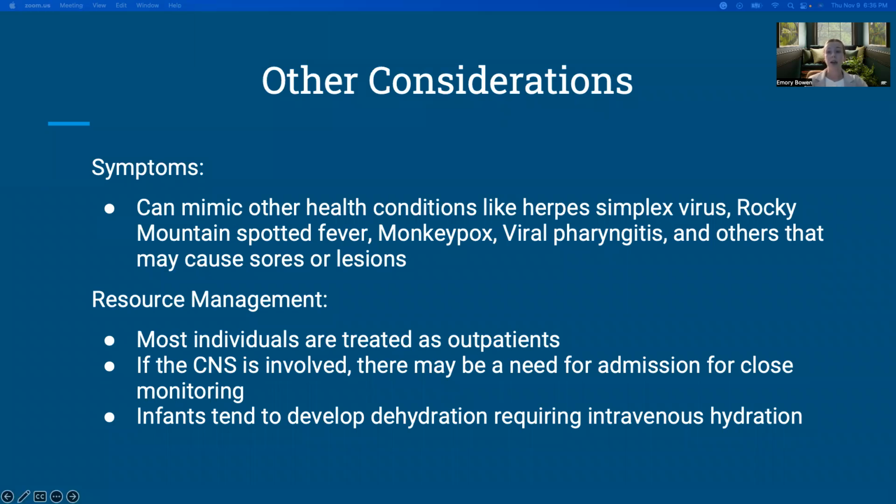Resource management. Individuals are typically treated as outpatients due to the more mild severity, but there are some exceptions if it involves the central nervous system. And infants tend to develop dehydration, so they may require intravenous hydration.